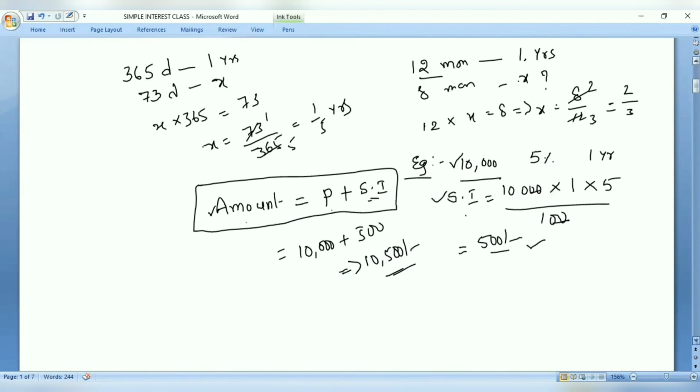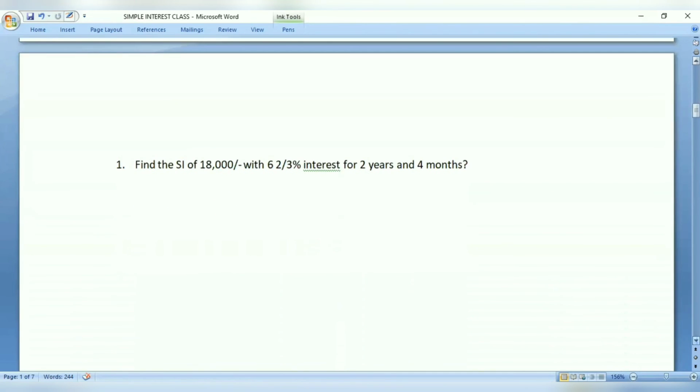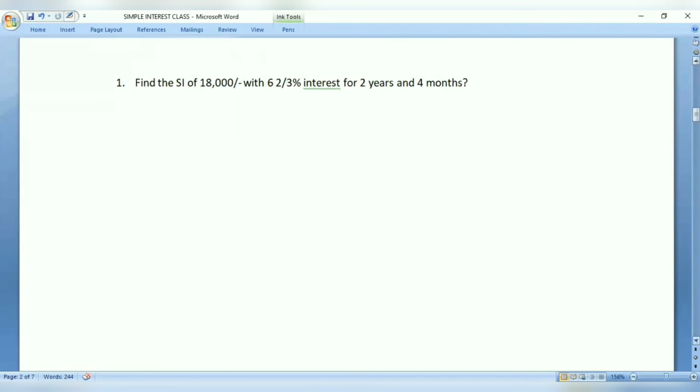Okay, now look at the first problem. So the first question says, find the simple interest of some amount, that is 18,000 is given to us as a principal, with a 2/3% interest for 2 years and 4 months. So this is the question given here. Now first let us prepare. The question being asked is, we are supposed to calculate the simple interest. So what is the formula for simple interest? It is P into N into R divided by 100.